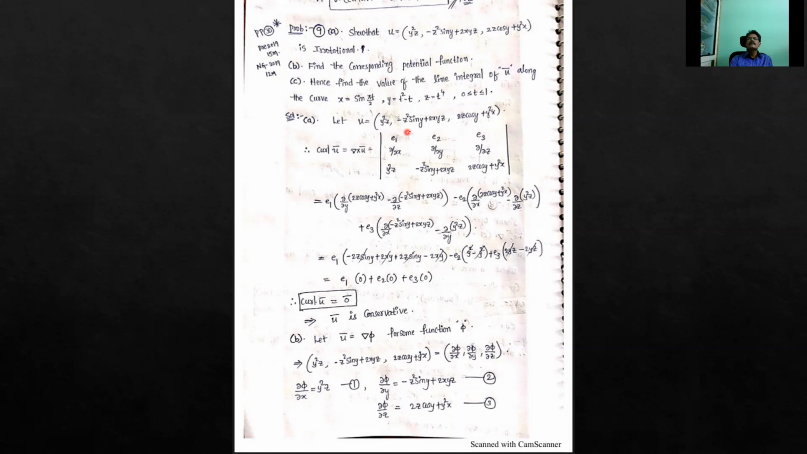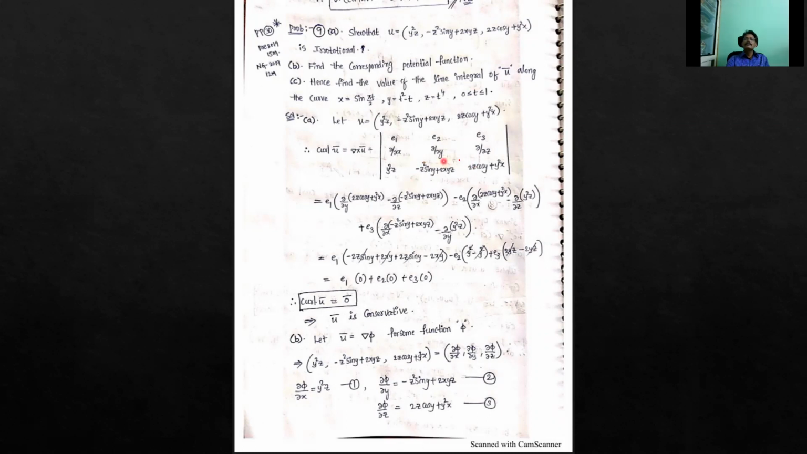Let u bar = (y²z, −z² sin y + 2xyz, 2z cos y + y²x). So curl u bar, del cross u bar, is the determinant with rows e1 e2 e3, ∂/∂x ∂/∂y ∂/∂z, and y²z, −z² sin y + 2xyz, 2z cos y + y²x. So we know that curl u bar means e1 e2 e3, ∂/∂x ∂/∂y ∂/∂z, u1 u2 u3.